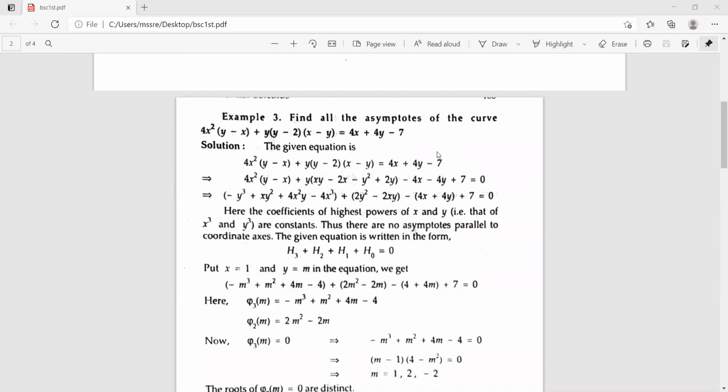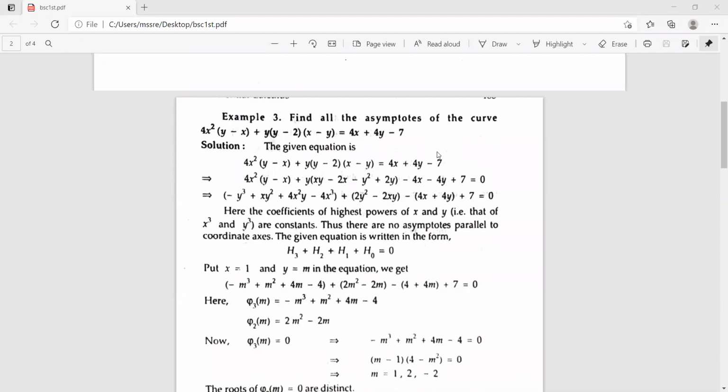ಸಾಲ್ವ್ pi 3 of m equal to 0. ಹೈಯೆಸ್ಟ್ ಡಿಗ್ರಿ ಇರೋದನ್ನ ಸಾಲ್ವ್ ಮಾಡಬೇಕು. Pi 3 of m equals 0. Pi 3 of m ಅಂದ್ರೆ ಯಾವುದು? -m cube plus m square plus 4m minus 4 equals 0. You have to solve this equation. It's a cubic equation. So I can solve this by taking the common factors there.